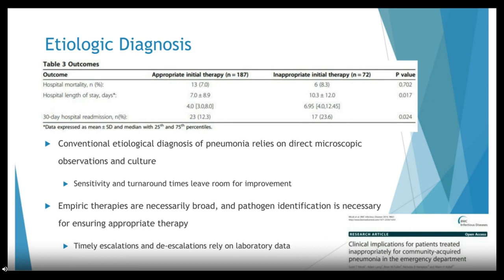The figure here is from a study that was looking at the importance of appropriate initial therapy in the patient's clinical course. Of course, this is in community-acquired pneumonia. And really what we see is that if you have appropriate initial therapy, your hospital stays are lower, and your readmission rate is also lower. Interestingly, this particular study did not find a difference in mortality, but you're decreasing the amount of time spent in the hospital, and you're preventing those patients from coming back, which is always a good thing.